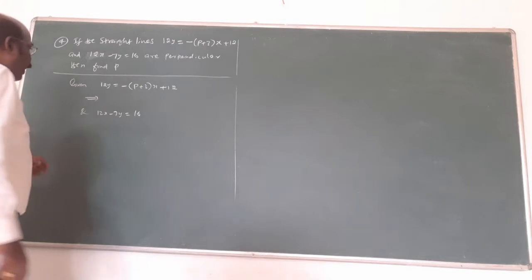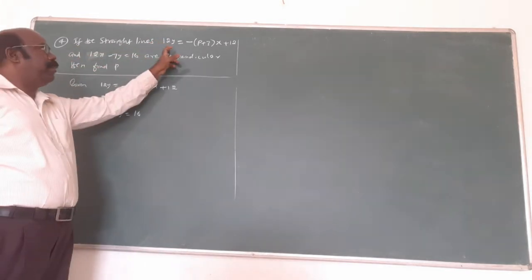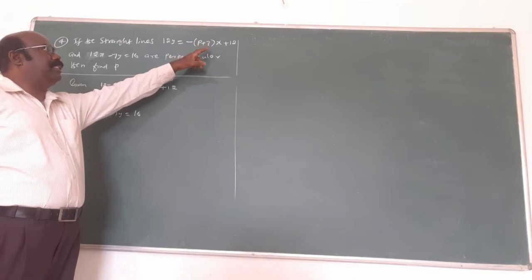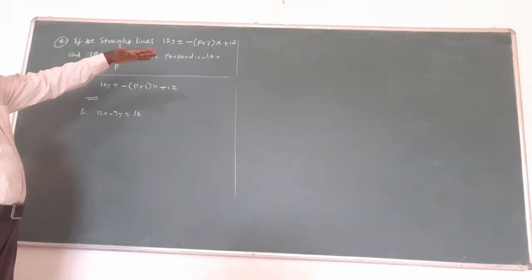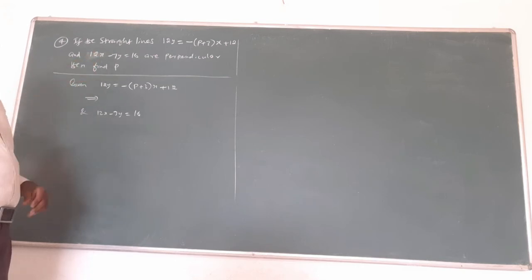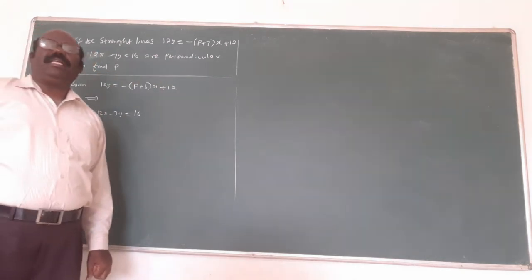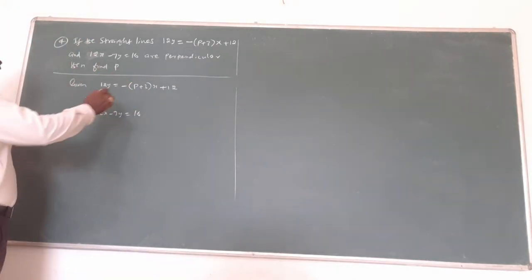This is the fourth question. If the lines 12y equals minus (p plus 3)x plus 12 and 12x minus 7y equals 16 are perpendicular, find the value of p. Two equations are given. What is the formula? Minus the coefficient of x over the coefficient of y. That's why you write the question in order. First, this is the question.